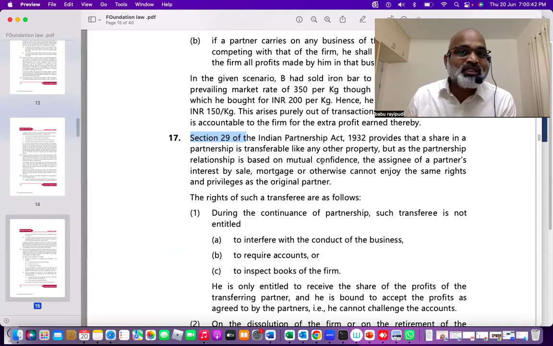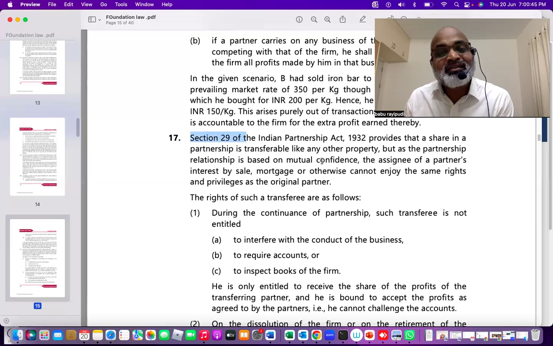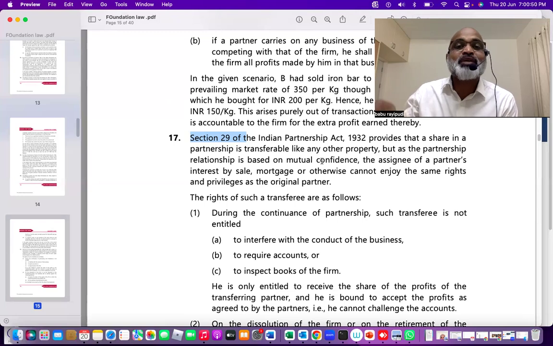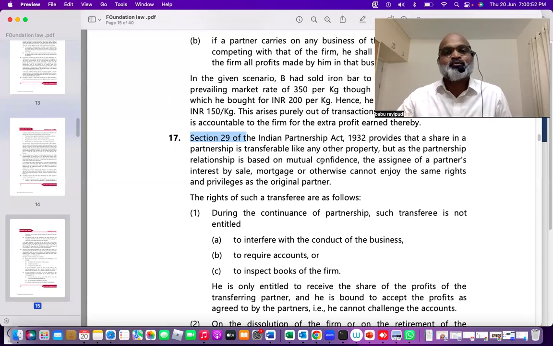So the first paragraph, if you see carefully, is trying to explain what section in the Partnership Act of 1932 clearly states that a partner in the partnership can transfer his interest to an outsider. Start your first paragraph like this: it provides that the share in the partnership is transferable like any other property. See the keyword? That means just like you sell your property, you also can sell your interest. But partnership is a relation between partners, so the assignee of the partner's interest by sale or otherwise cannot enjoy the same rights.